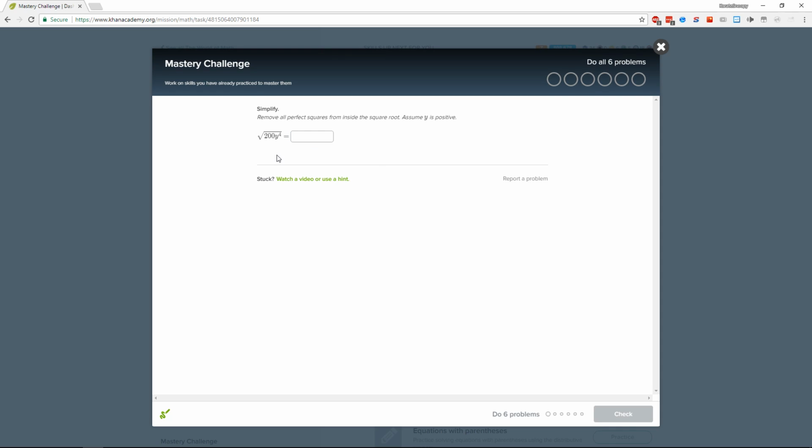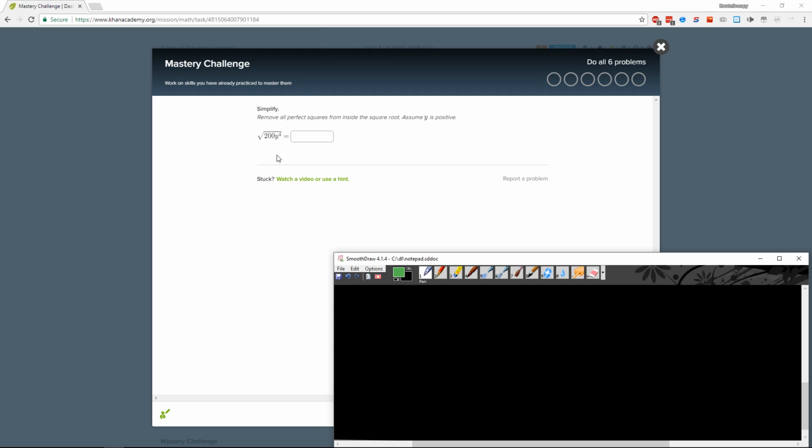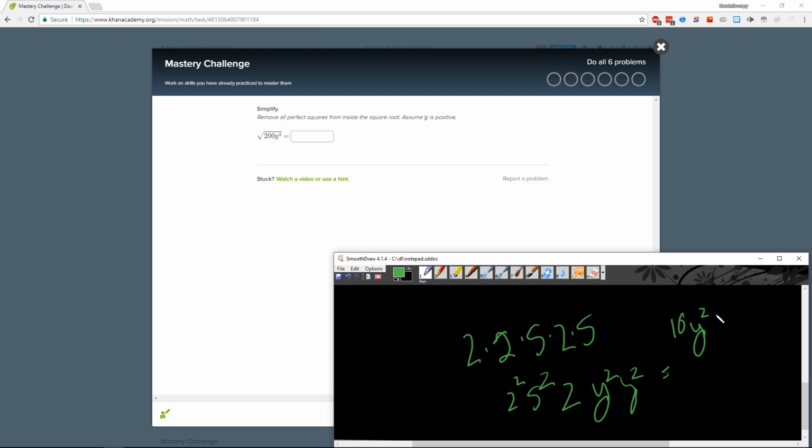Remove all perfect squares. So let's factor 200. 2 times 100, which is 2 times 50, which is 5 times 10, which is 2 times 5. So it's 2 squared, 5 squared, times 2, and y squared, which equals 10y squared, square root of 2.